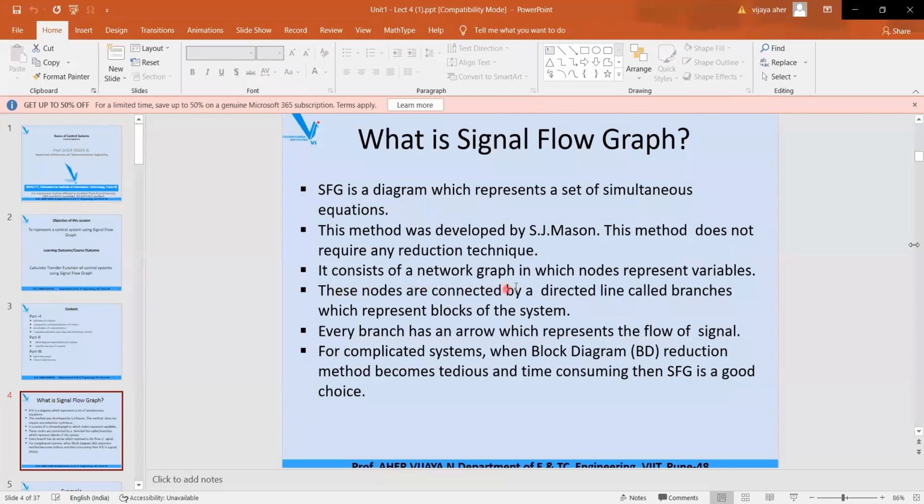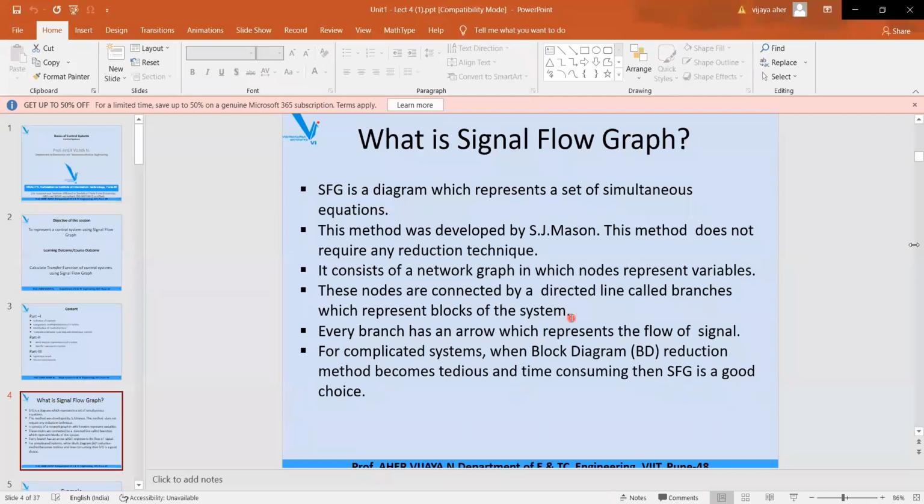It consists of a network graph in which nodes represent variables. I just told you that there are variables, and those variables can be represented by nodes. And a connection between two nodes is nothing but a branch. Okay. So again remember, it consists of a network graph in which nodes represent variables. Now these nodes are connected by a directed line. We connect two nodes by a line with direction, that means with an arrow. And we call this a branch, which represents blocks of the system.